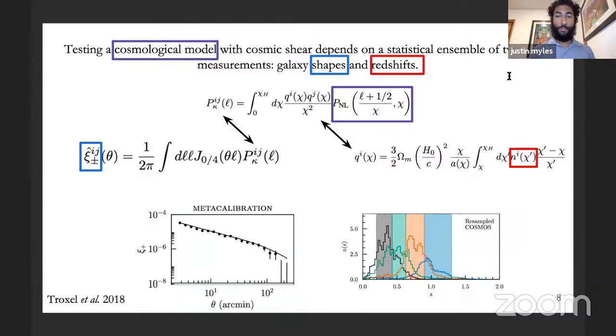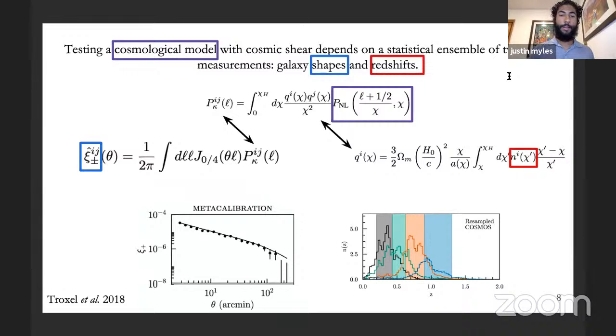This is the full formalism of how cosmic shear works, and it relies on just two measurements. If you want to test a cosmological model with cosmic shear, all you need is a statistical ensemble of two basic measurements: galaxy shapes and redshifts. The top equation is the power spectrum of the convergence map of your survey. You can see that it depends on the nonlinear matter power spectrum, which is going to reflect the cosmological model.